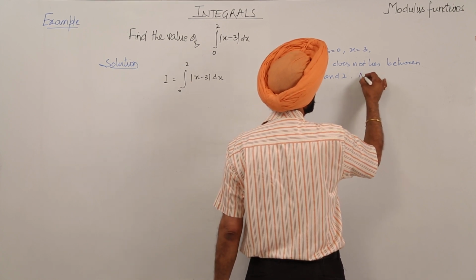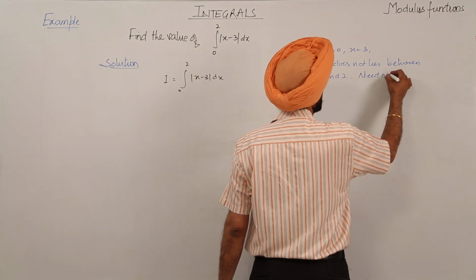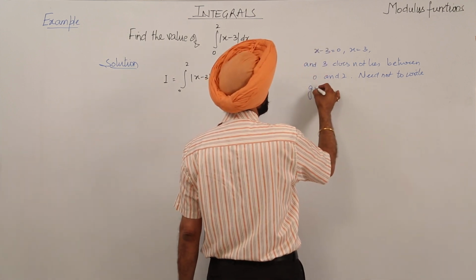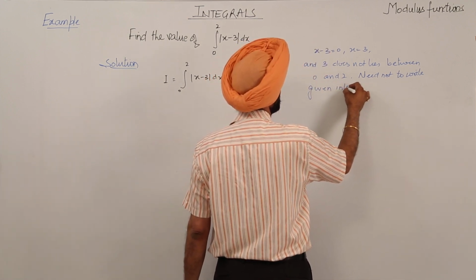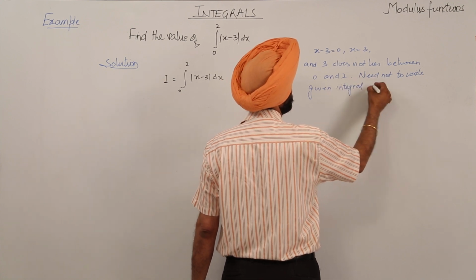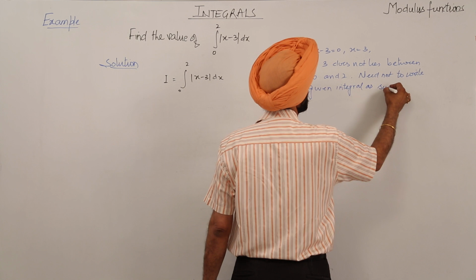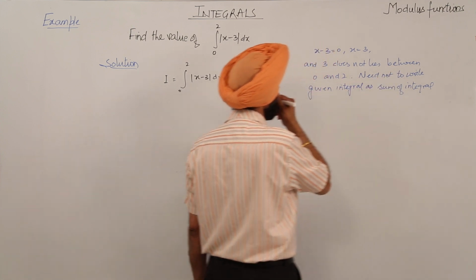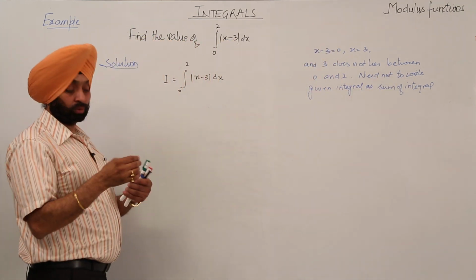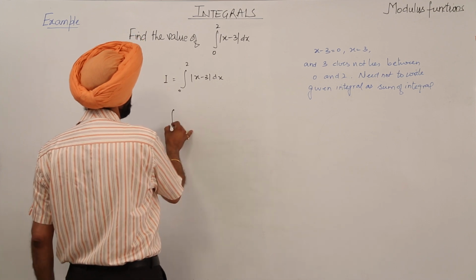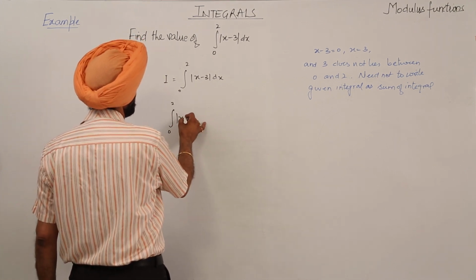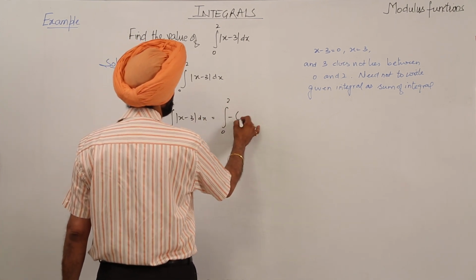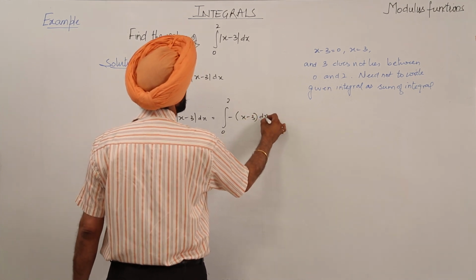Therefore, we need not write the given integral as a sum of integrals. Okay, so then what to do with this one? Now what we are going to do then, integral 0 to 2 of mod x minus 3 dx is equal to integral 0 to 2 of minus x minus 3 dx.